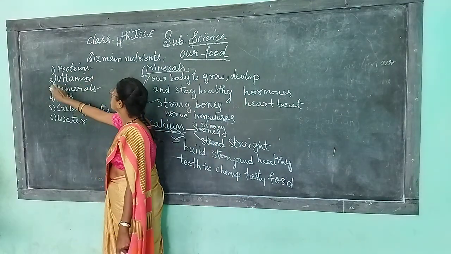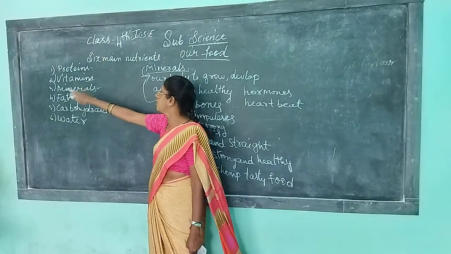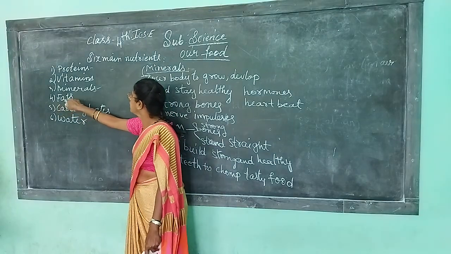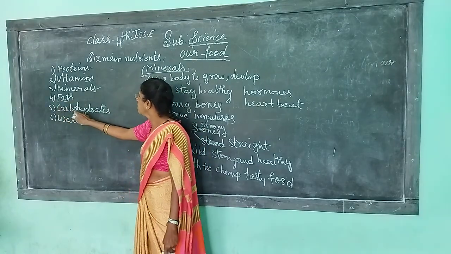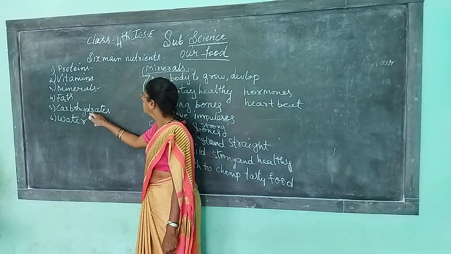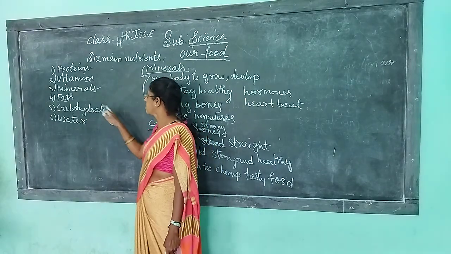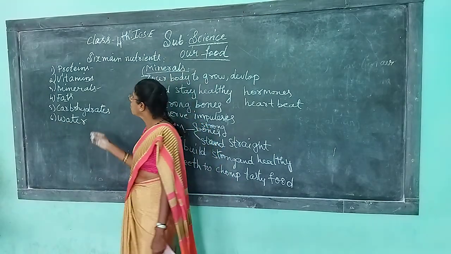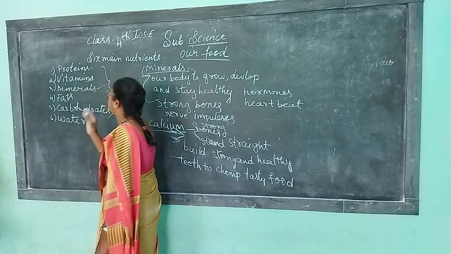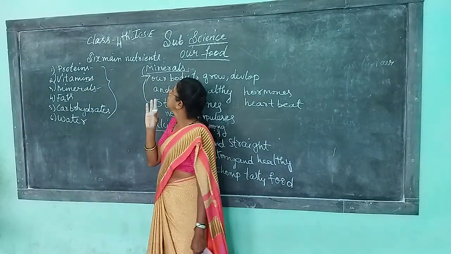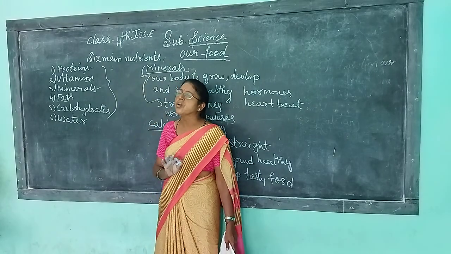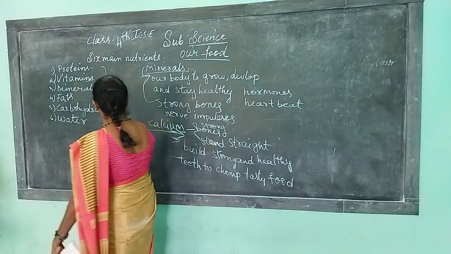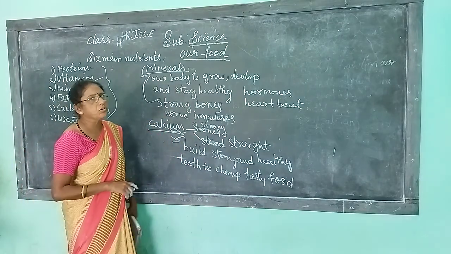P-R-O-T-E-I-N-S, proteins. V-I-T-A-M-I-N-S, vitamins. M-I-N-E-R-A-L-S, minerals. F-A-T-S, fats. C-A-R-B-O-H-Y-D-R-A-T-E-S, carbohydrates. W-A-T-E-R, water. So today we have learned five nutrients. Okay, children?